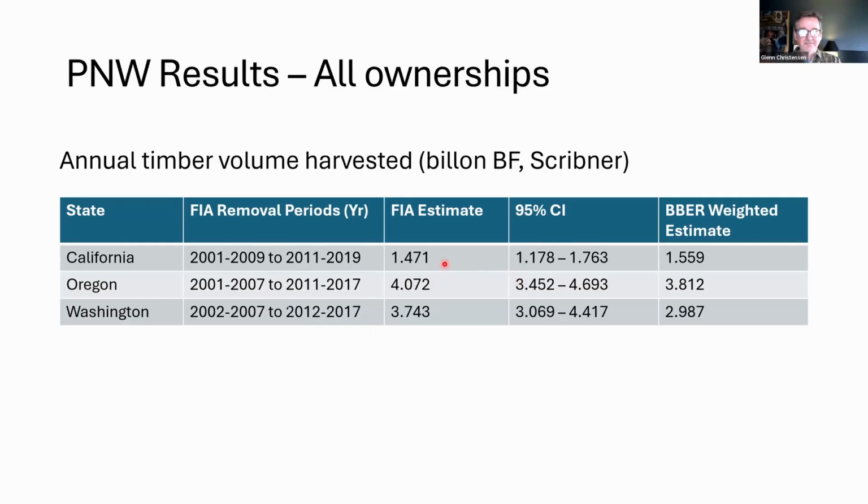For California, the FIA estimate was 1.4, sorry, basically 1.5 billion Scribner. And then our weighted average came out just over 1.5 billion board feet of Scribner. Oregon too is within the 95% confidence interval. We didn't do so well for Washington though. It just came out a little low on that one. But other than that, it aligned pretty well, so we're pretty pleased with that.